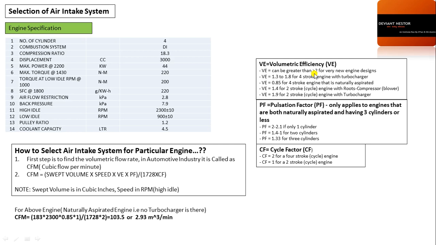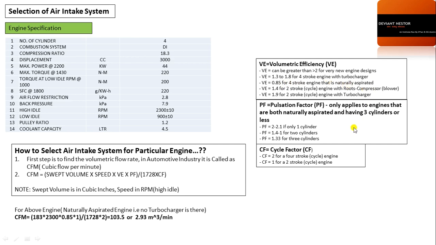Now volumetric efficiency will be taken as 1.3 to 1.8 for a 4-stroke engine with turbocharger, and we will take volumetric efficiency 0.85, many people take 0.9 or 0.95, for a 4-stroke engine that is naturally aspirated. In our situation the engine is naturally aspirated. VE will be taken as 1.4 for a 2-stroke cycle engine with root compressor, which is not important for us right now, and 1.9 for a 2-stroke engine with turbocharger. So in this situation we will take volumetric efficiency equal to 0.85 for a naturally aspirated 4-stroke engine.